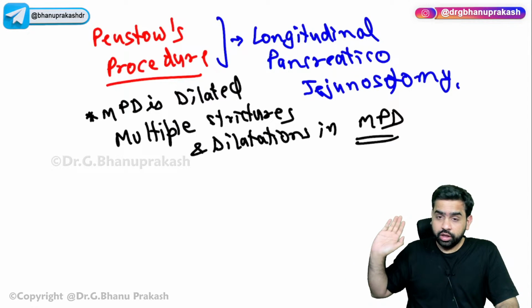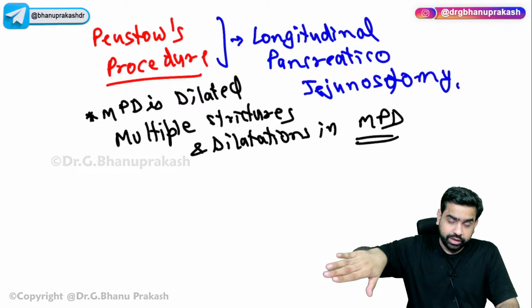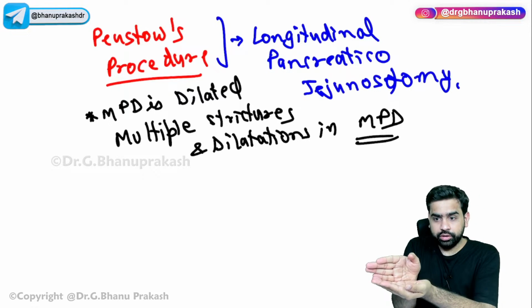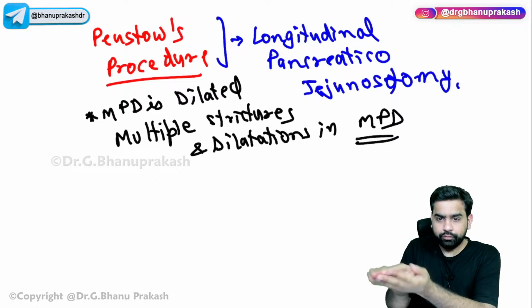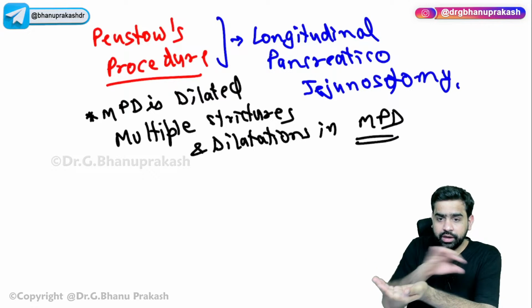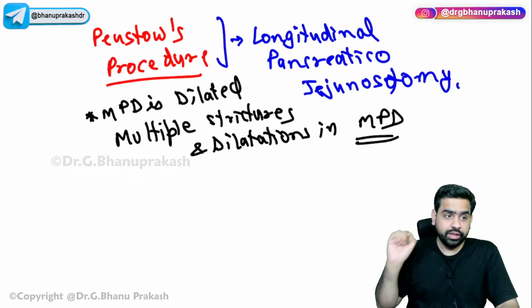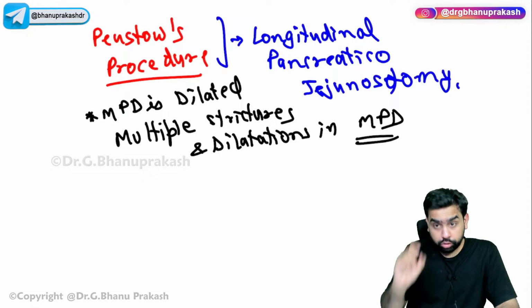So what you do is you bring a loop of the jejunum and you attach it to this particular part. You bring a loop of the jejunum and you attach it on this longitudinal portion of the pancreas which you have opened. Do you understand my point? So that is what you need to understand in the Puestow procedure.